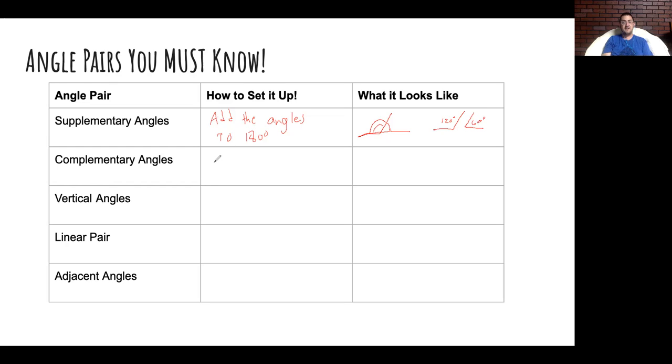Complementary angles are angles that add to 90 degrees. Where we see this is when you have a corner, you could have two angles, maybe this is 30 degrees and 60 degrees, and they add to 90 degrees. Vertical pairs are congruent to each other.